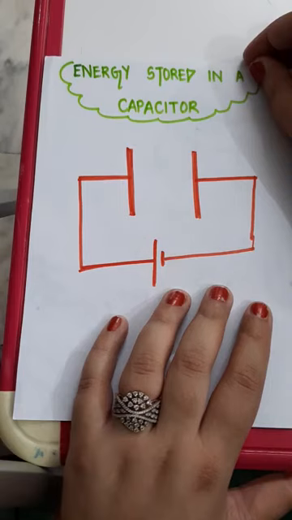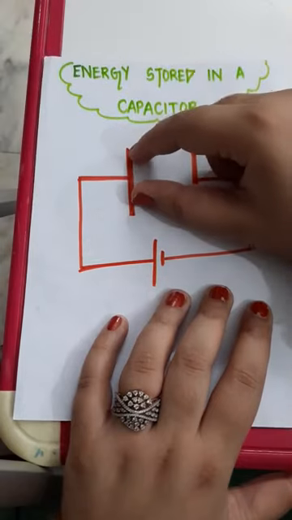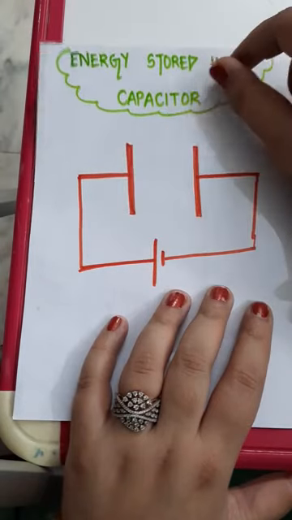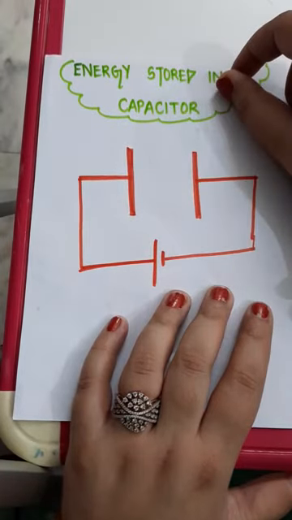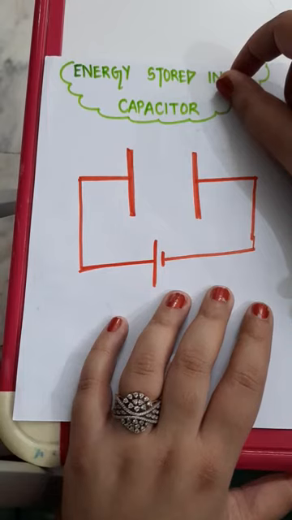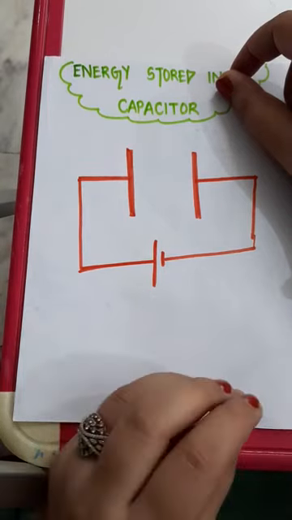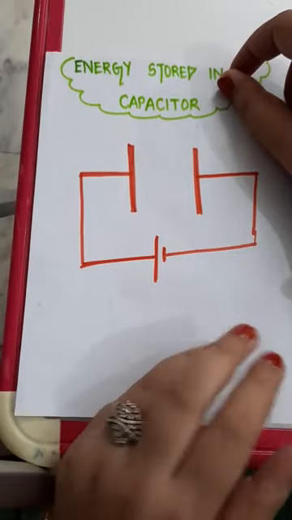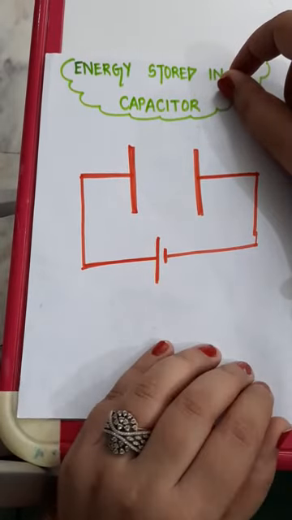terminals of the battery. The left plate of this capacitor is connected to the positive terminal of the battery, and the right plate of this capacitor is connected to the negative terminal of the battery. So let's have a look at the processes that will result out of this combination.